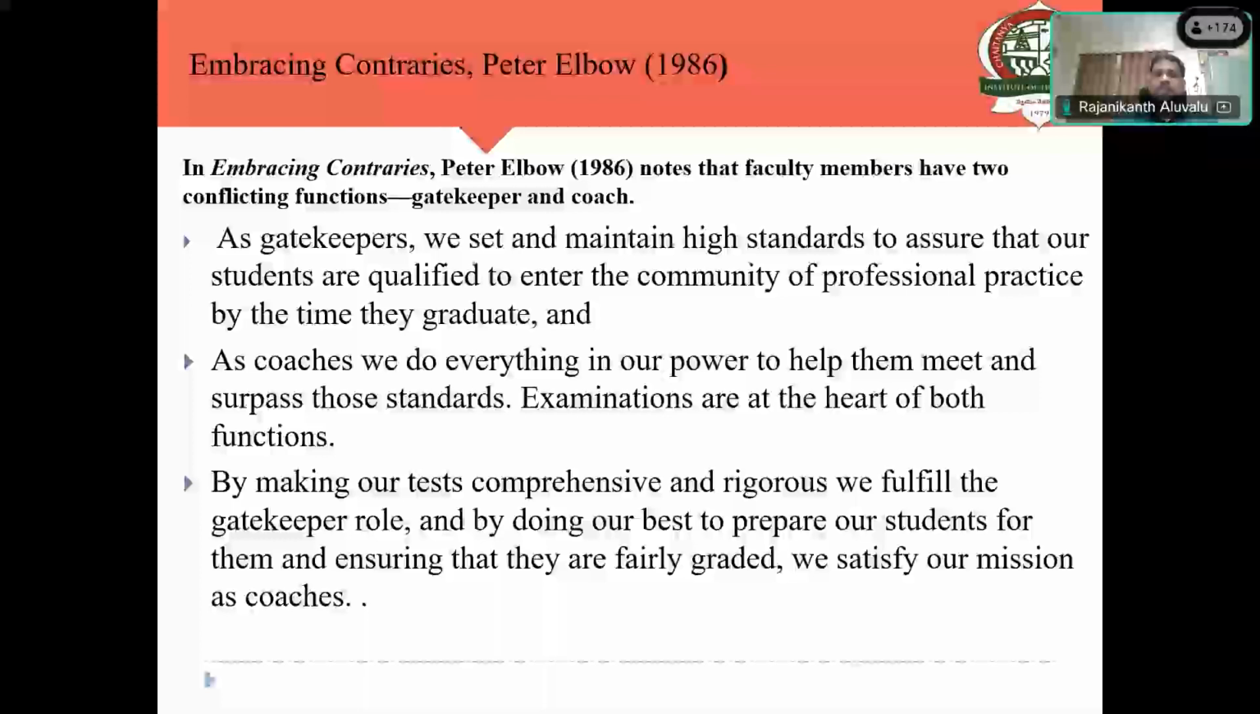As I said, course design is the gatekeeper setting heights. And the next one, coaching, is nothing but your teaching and learning strategies. And as a gatekeeper, to move them out into the community, the assessment comes in.